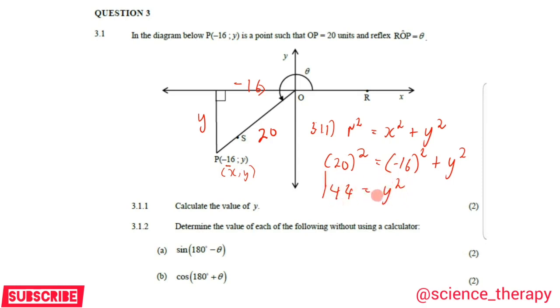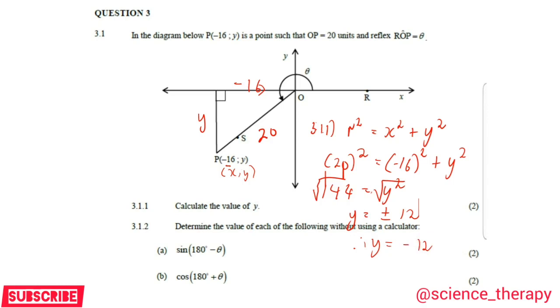Now we know what to do. We are not looking for y squared, we are looking for y, so we square root both sides, then our y will be plus or minus 12, right? Now at this point we have to decide whether our y is positive or negative. Looking at where our y is, it is below the x-axis, and we know y values below the x-axis are always negative. Therefore our y is equal to -12, right?